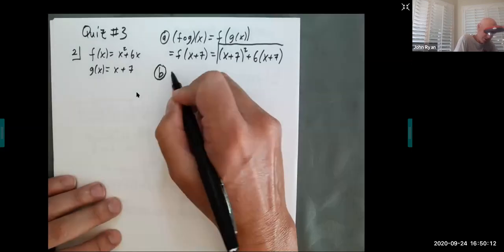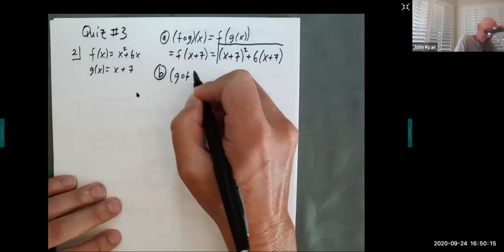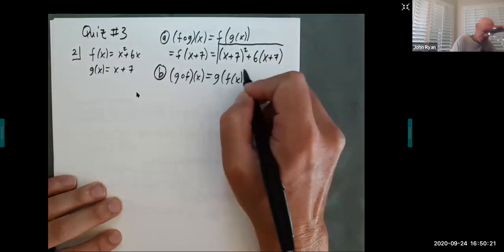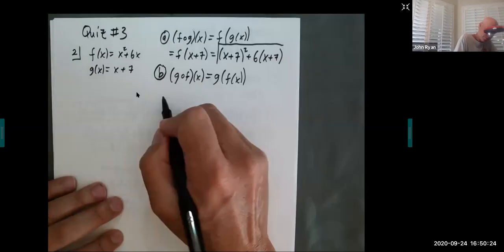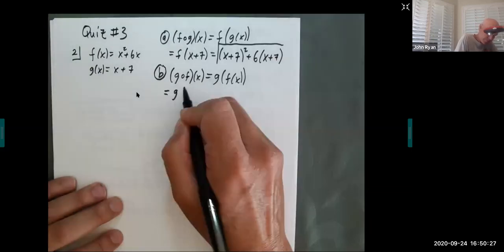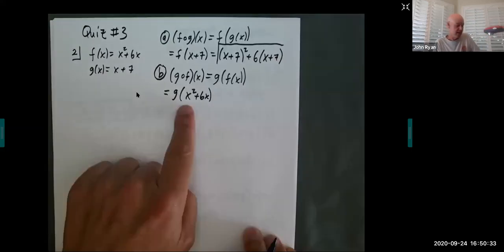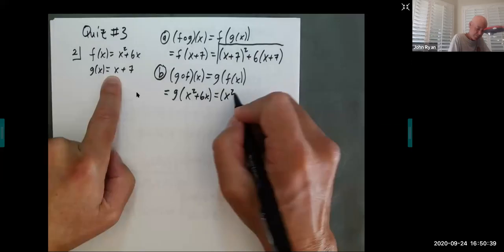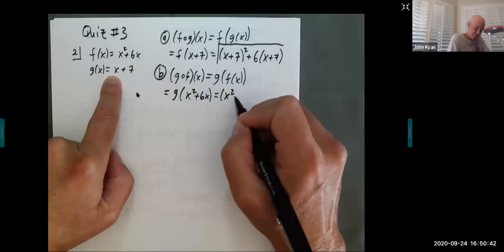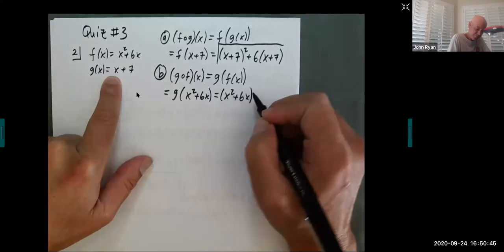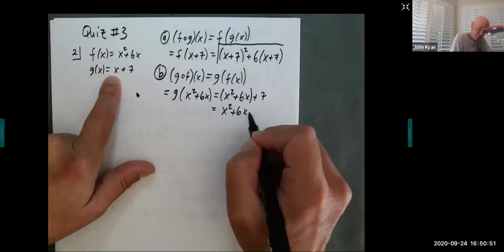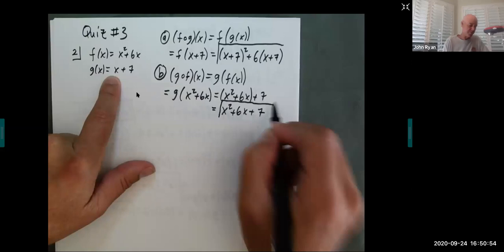Part B is g composite f of x. This means I'm going to be putting the function f of x inside the function g. So I'm now going to take all of that and I'm going to put it into there. And I don't have any like terms to combine, so I'm just going to stop there.